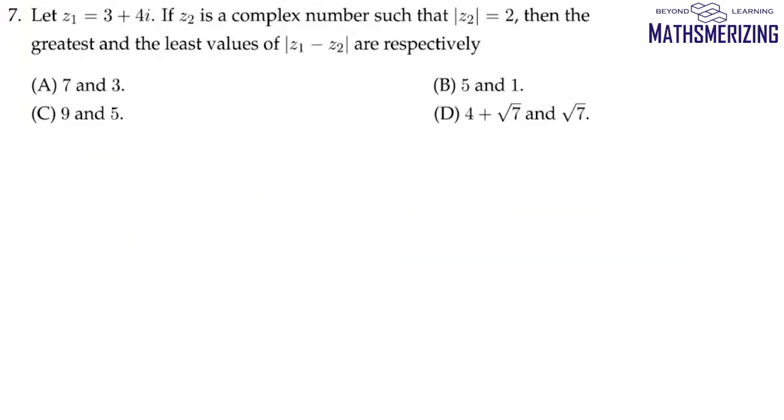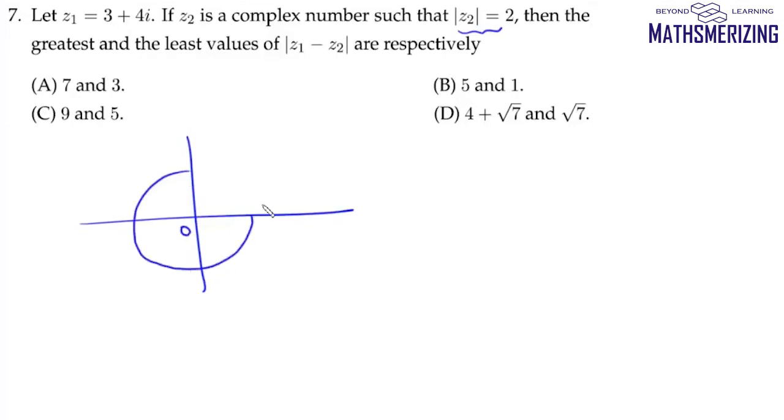Now question number 7 is, let Z1 equals 3 plus 4 iota and Z2 is a complex number such that mod of Z2 equals 2. Then we'll need to find greatest and least value of mod of Z1 minus Z2. Now mod Z2 equals 2 is actually a circle with center at origin and radius equals 2. So this Z2 represents all the points on this circle whose radius is 2 units. And Z1 is a point which is 3 plus 4 iota.